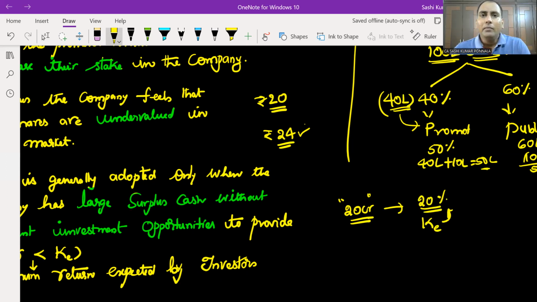So if you are unable to get a minimum return of 20% by investing the money, it is no use making an investment. So then what do you have to do? Don't make the investment. Your investments are not attractive enough to get the minimum rate of return expected by the investors. Then what do I have to do?